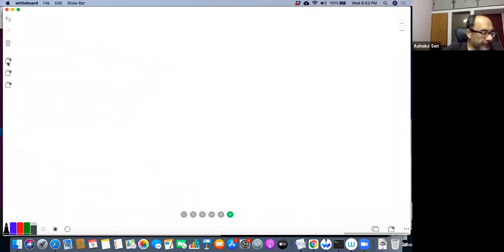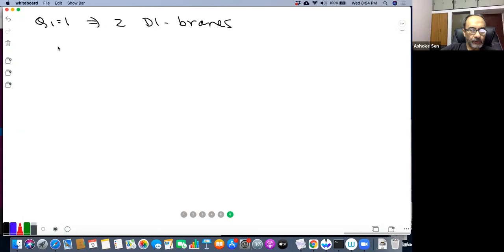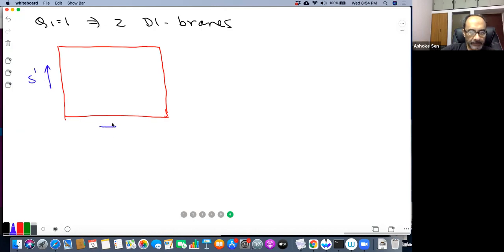Okay, so now let's go to the case of 2 Q1 equal to 1. That means 2 D1 branes. So let me draw the figure again. Okay, there are in fact two kinds of configurations that you can have. Let me draw the first one. This is S1, this is K3. So one is just two separate D1 branes, each oscillating in its own way.